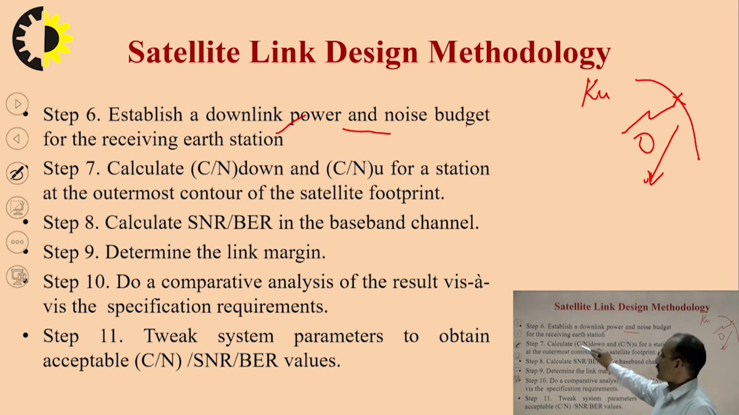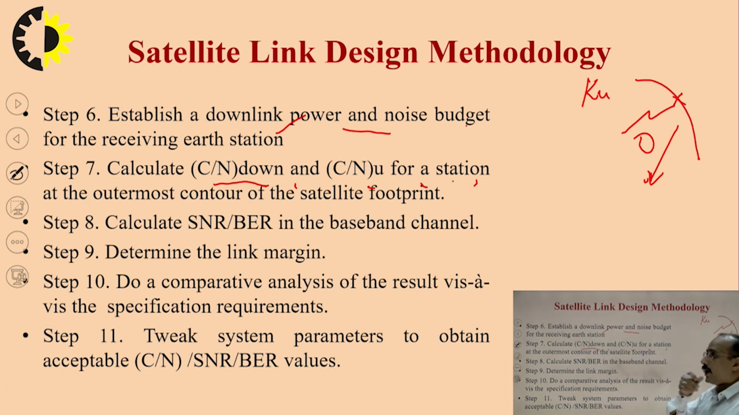Now same as uplink, you are going to calculate C by N down and C by N for a station at the outermost contour of the satellite footprint. Satellite footprint means where the satellite is moving in the orbit, towards the complete structure of the orbit. So that's why you have to find out the farthest distance, the outermost contour, so that you can calculate the C by N ratio for all of that.